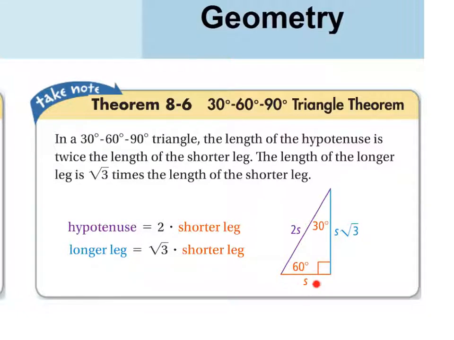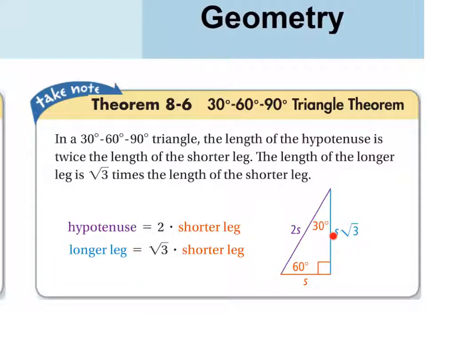So then we know where the short leg is. The short leg is the key to the entire problem when dealing with 30, 60, 90s. If you know the short leg, you take the short leg times 2, it gives you the hypotenuse. Again, if you know the short leg, you take the short leg times the square root of 3, it gives you the long leg.